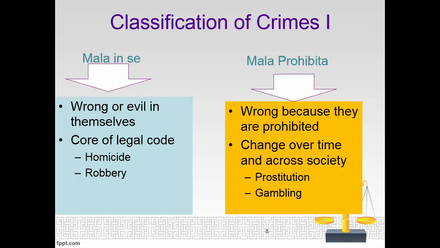In contrast, for mala prohibita crimes, the loose translation is they're wrong because we say they're wrong. Those are crimes that differ across societies and across time. My example of marijuana earlier would be a very classic example of a mala prohibita crime, where some societies criminalize marijuana, some not. In our society, we've switched over time. Other examples are prostitution and gambling.